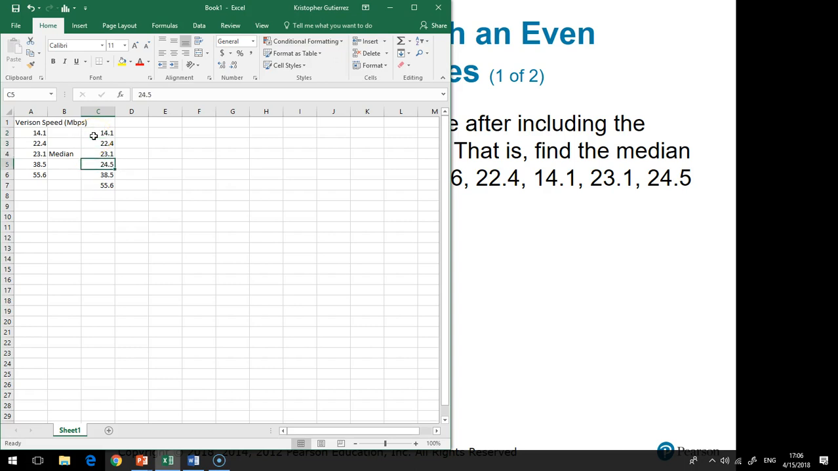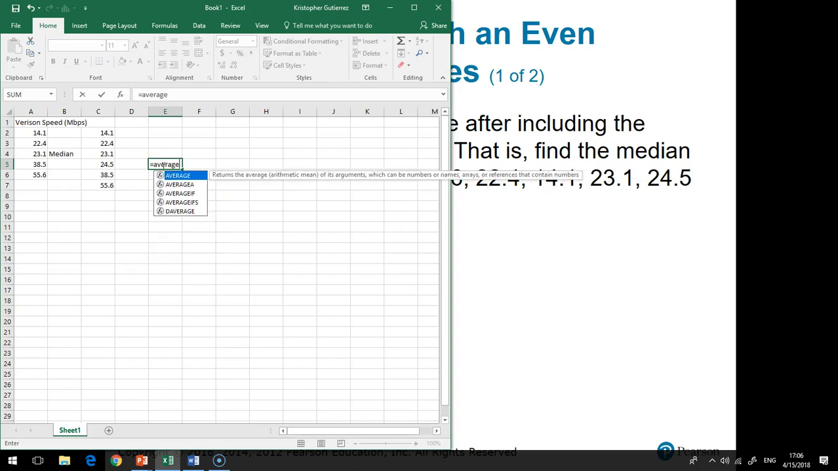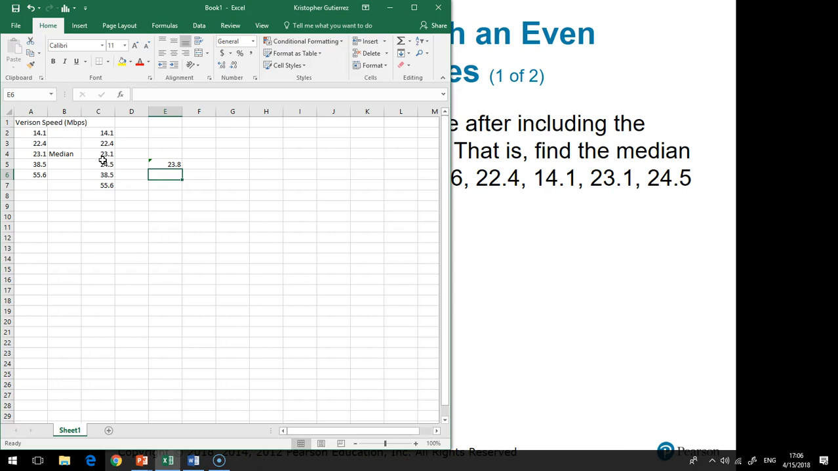All right, now we got these two in the middle. So we simply take these two, add them up. So equal, and now rather than saying the sum of those two divided by 2, I can just say average of these two. 23.8, which is our median.